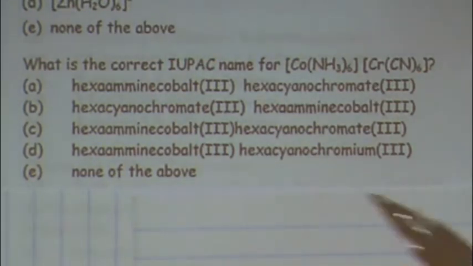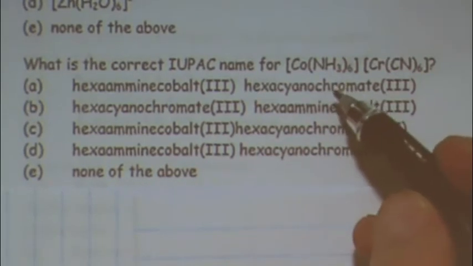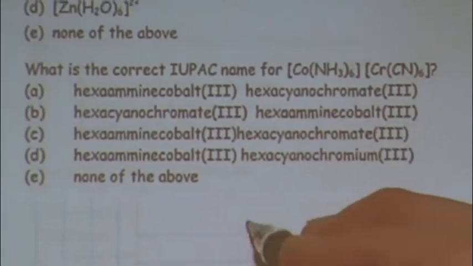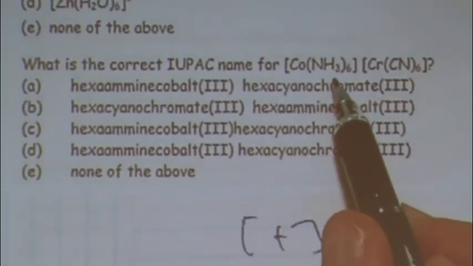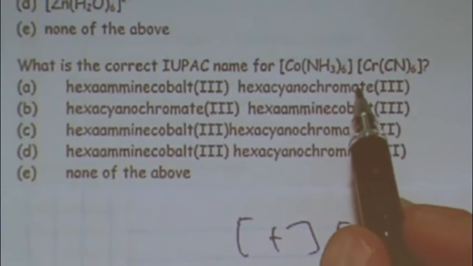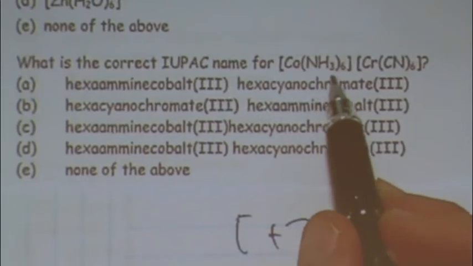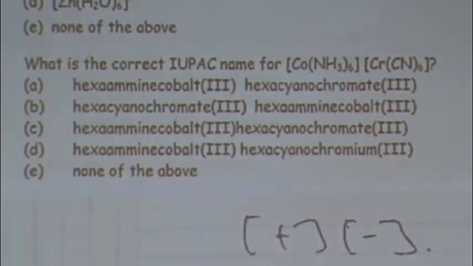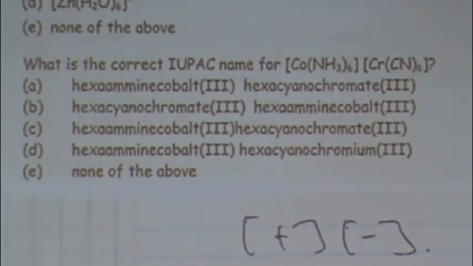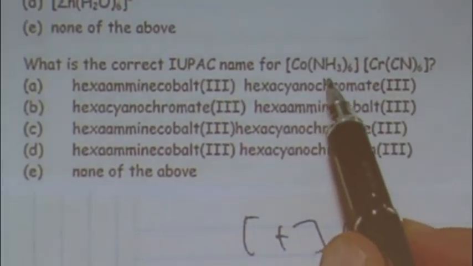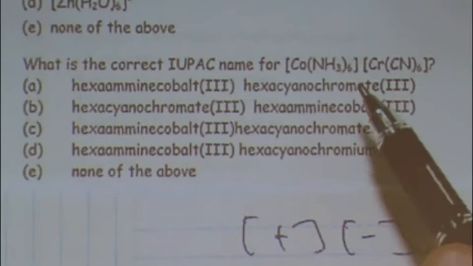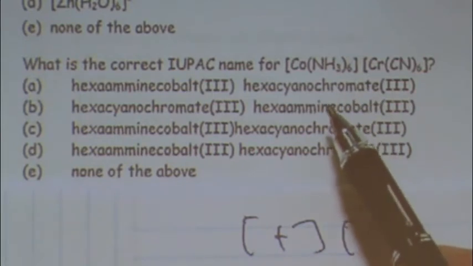Okay, so what would you say? We start with what? The cation, yes? Here is the cation and here is the anion. What's the cation? You start first with what? With the ligands, and it's 6 ligands from the Greek prefix hexa. The name of the ligand is ammine, with double M, not one single M, unfortunately.